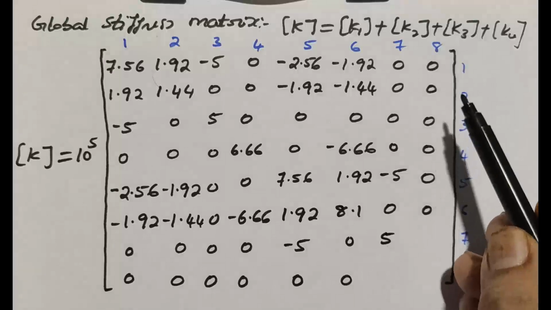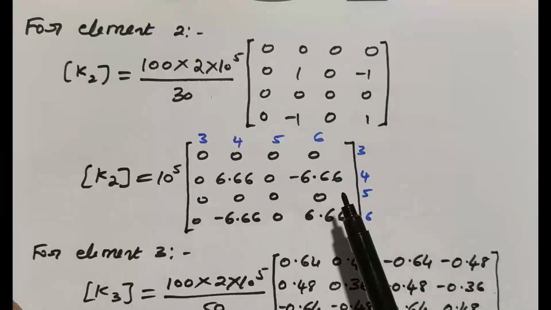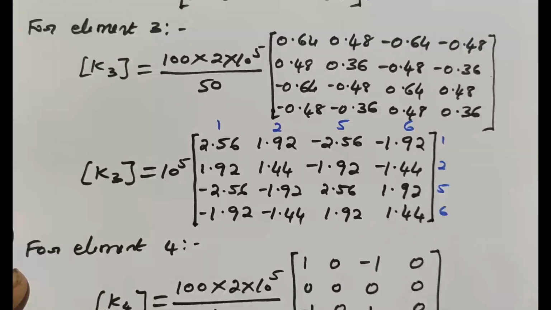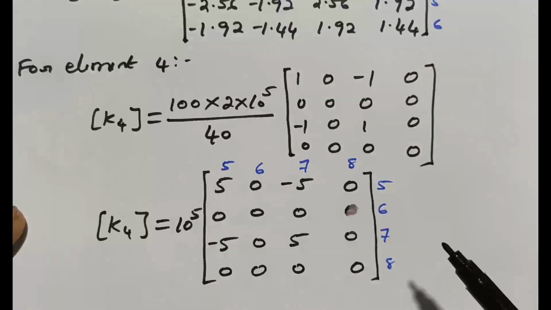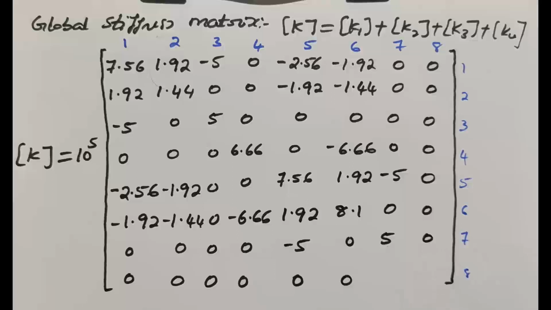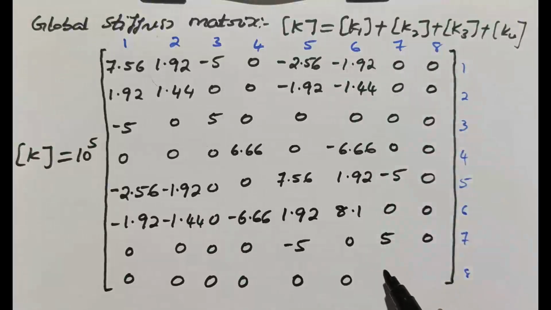Next we need the element corresponding to 8 and 7. In K1, K2 and K3 we don't have any element corresponding to 8 and 7. In K4 the element corresponding to 8 and 7 is 0. Therefore the element corresponding to 8 and 7 is 0. Due to symmetry, the element corresponding to 7 and 8 is also 0.